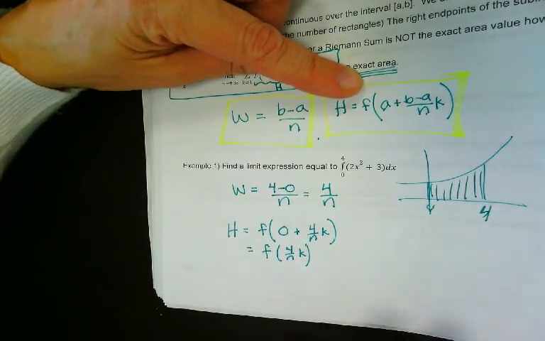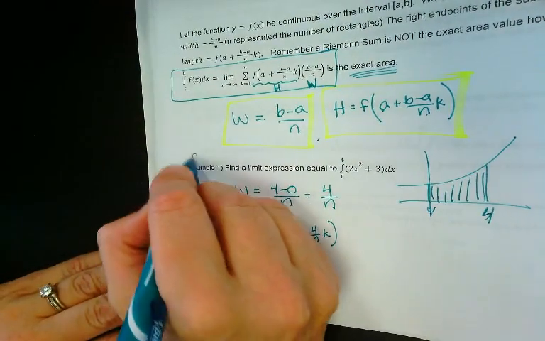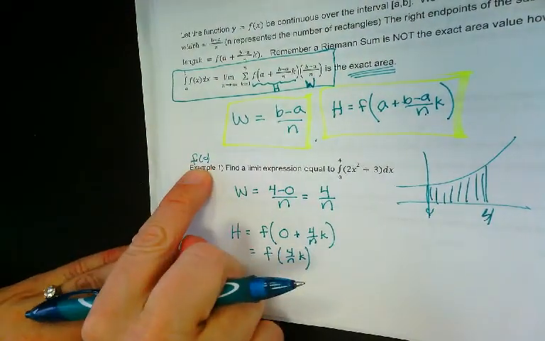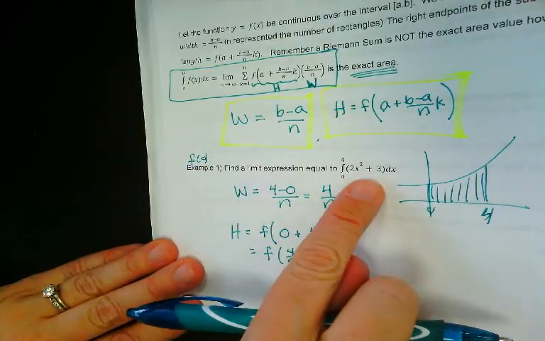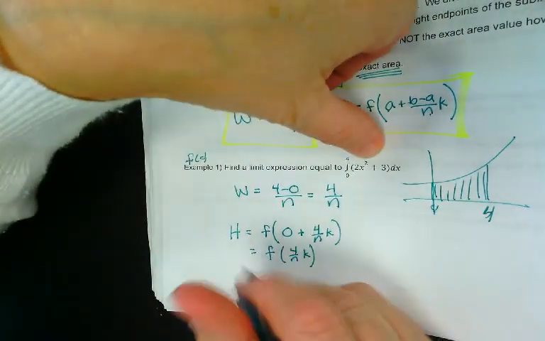Okay, now, I have to actually find f of this. If I gave you an equation and I said find f of 0, what do you do with that 0? Plug it in for x. So that's what you have to do. You have to find f of 4 over n k. So you're going to plug that in for x.